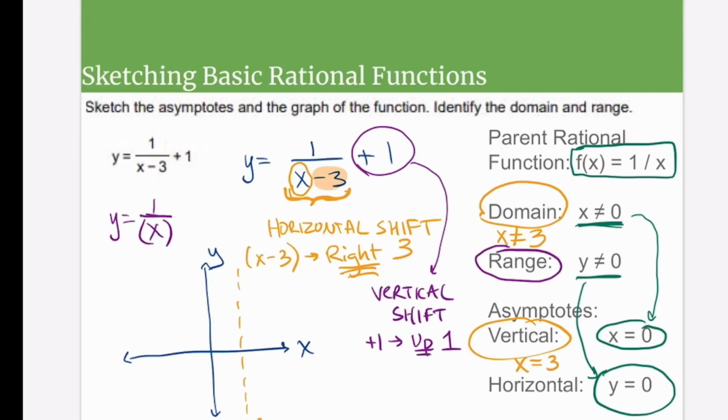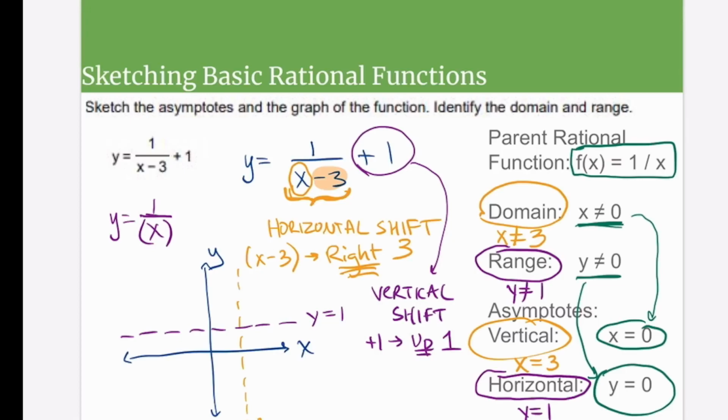Instead of y not being able to equal 0, now your y is not going to be able to equal 1, because it's shifting up. So your horizontal asymptote, again, y couldn't be 0, or y equals 0 is your normal asymptote. Because this shifts up, that shifts up to y equals 1. So now we have our horizontal asymptote where y is equal to 1.